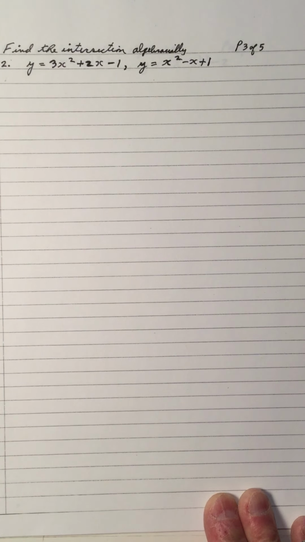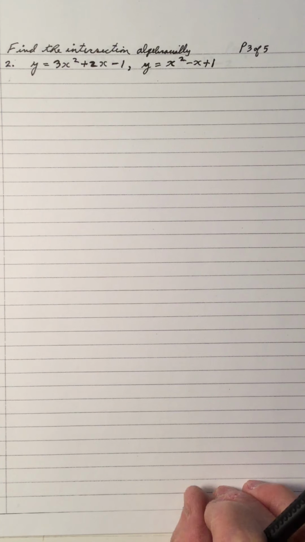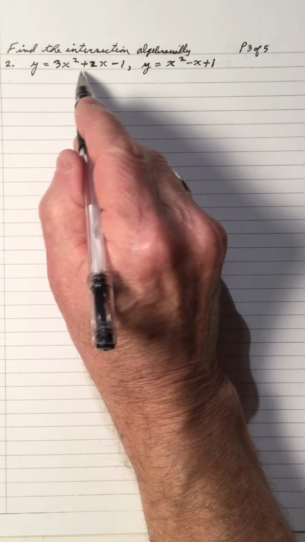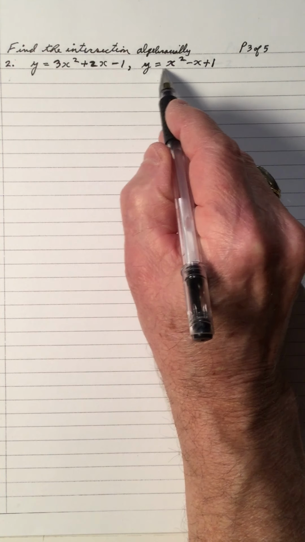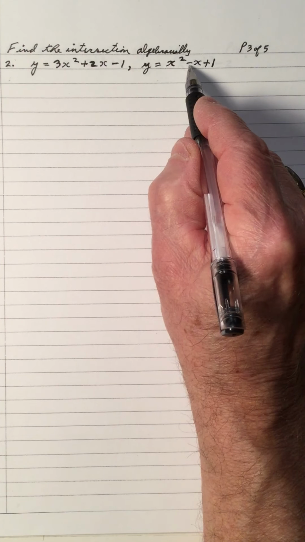Okay, let's continue. Find the intersection algebraically. Again, we have two parabolas. They're y equals ax squared plus bx plus c, and the same with this one, standard form.